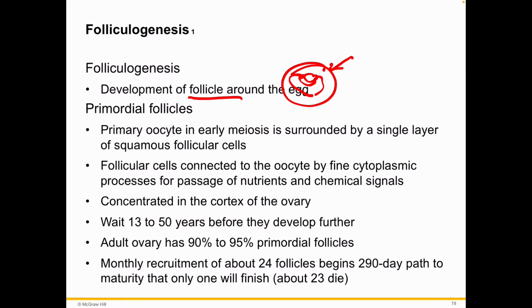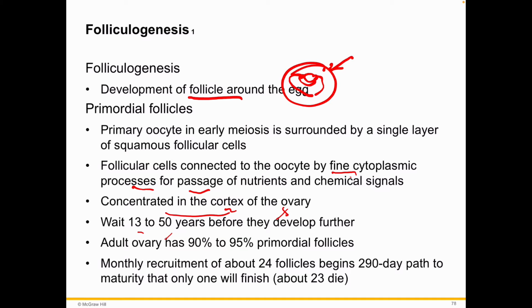Follicular cells are connected to the oocyte by a fine, small cytoplasmic process, which is the bridge it uses to pass nutrients and chemical signals. They are concentrated in the cortex, the outer layer of the ovary. We wait 13 to 50 years before they develop any further, depending on order and stage.